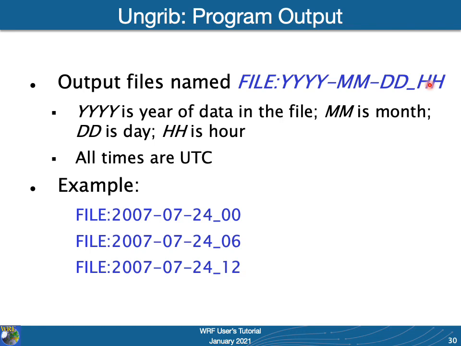For example, if we had GRIB data that provided us meteorological data for 12 hours from 2007 July 24th at 0 UTC through 2007 July 24th at 12 UTC every 6 hours, after running the Ungrib program, we might expect to see 3 intermediate files corresponding to data at 0, 6, and 12 UTC.